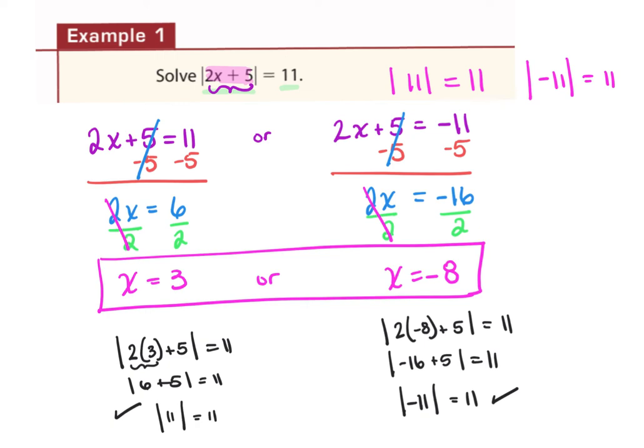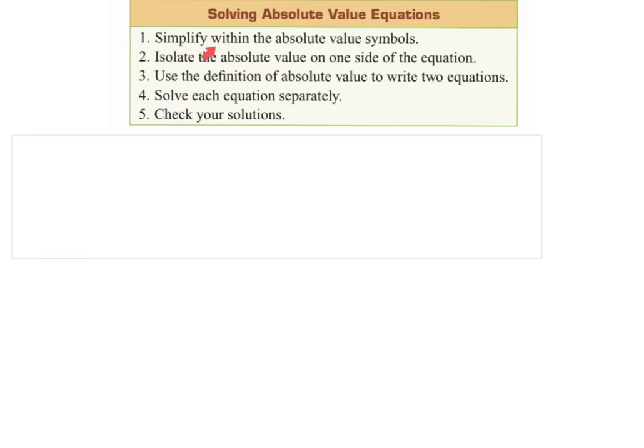So the first thing they tell you to do is simplify within the absolute value. If there's anything you can do inside the absolute value to simplify it, do that. Isolate the absolute value. That means get everything off of one side of an equation until you have the absolute value piece completely by itself. Use the definition to write two equations. So once you have simplified the inside of the absolute value and then gotten the absolute value completely by itself, you are going to set up two equations, solve the equations, and then you can check them.